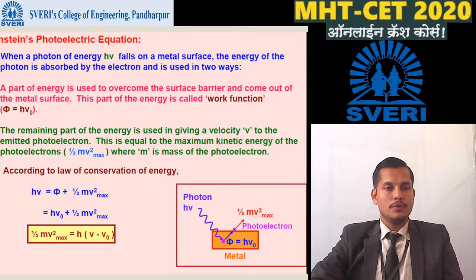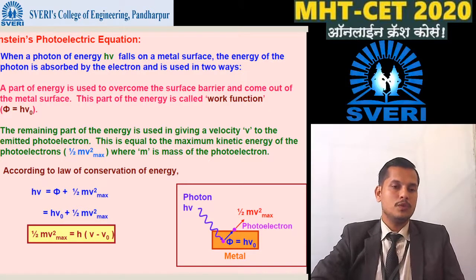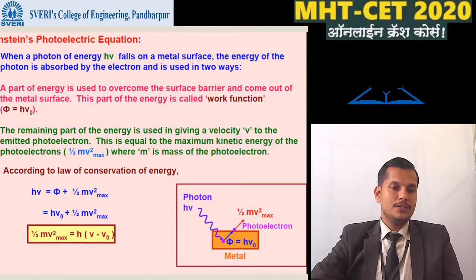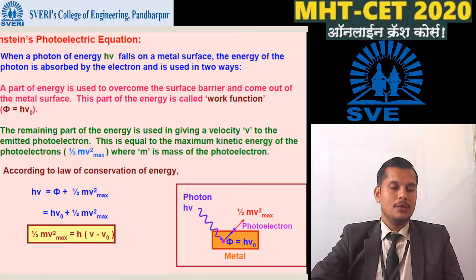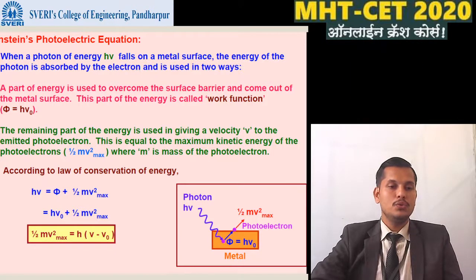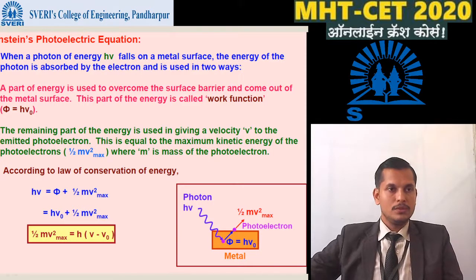According to the law of conservation of energy, h nu is equal to work function plus 1/2 mv square max. If we adjust this, we get the equation 1/2 mv square max is equal to h into nu minus nu 0. It is Einstein's photoelectric equation.